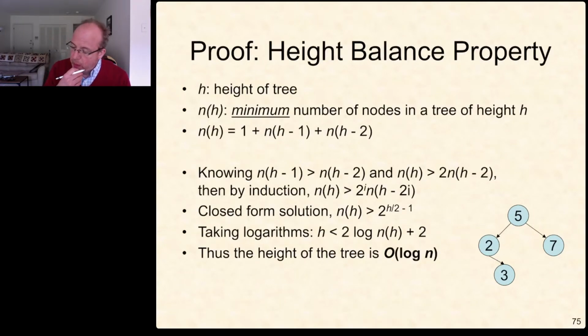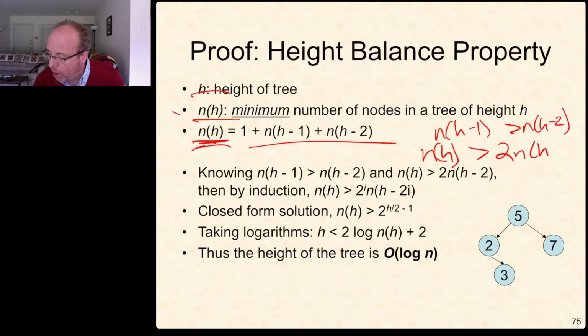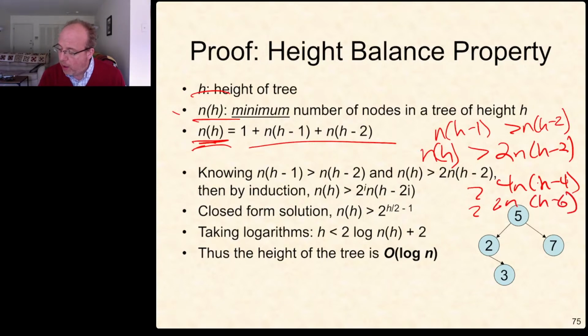Okay, coming back to our proof. So from the prior slide, h is the height of the tree, n of h is the minimum number of nodes. We know that n of h follows this recurrence. Now we also know that n of h minus 1 has to be greater than n of h minus 2, which means that n of h has to be at least 2 times n of h minus 2 nodes in the tree, because n of h minus 1 has to have at least as many nodes as n of h minus 2. And what that means is we can start doing an induction. So it's also greater than 4 times n of h minus 4, and it's also greater than 6 times n of h minus 6, and so on.